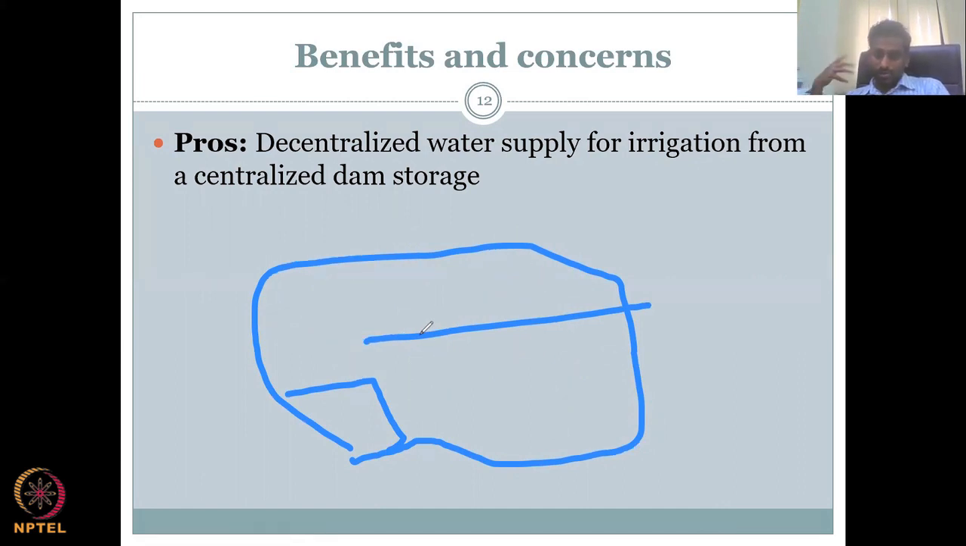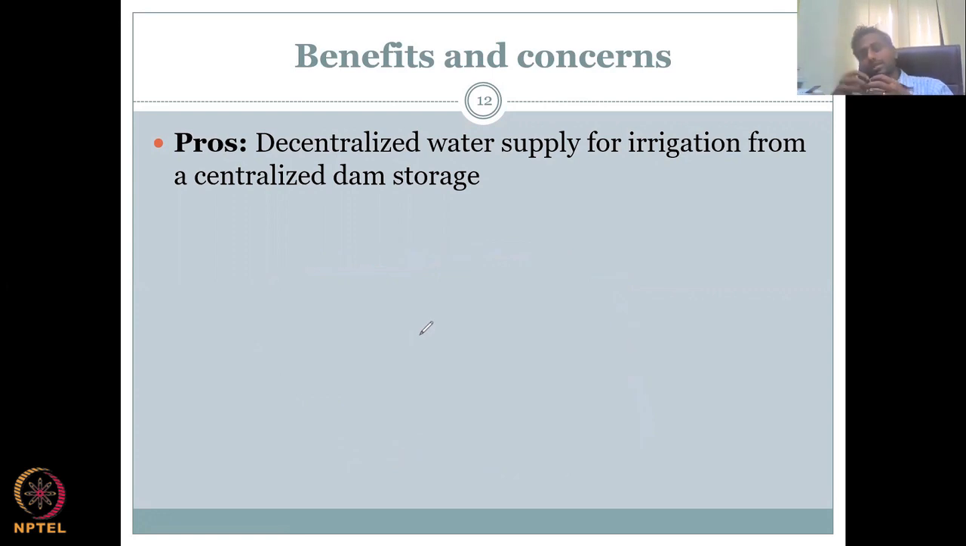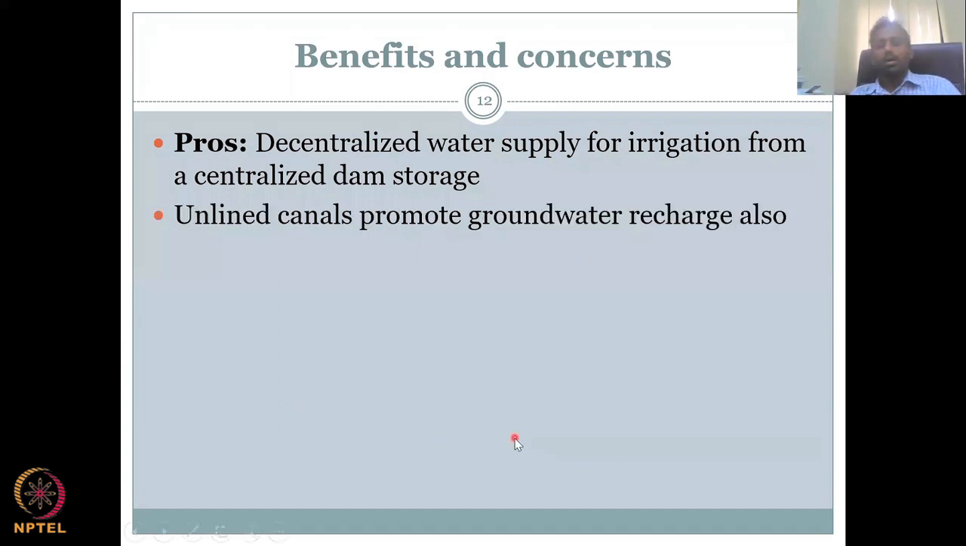However, the pros, the benefits are: you can use the centralized dam to make smaller decentralized units, because a canal is taking water to the village. And from the village, you can have a ditch and furrow method, which can spread the water into multiple locations, thereby making it decentralized. Unlined canals promote groundwater recharge also, which we saw in the previous slide in Gujarat, where groundwater recharge was happening, even though in other regions where there is no canal network, the water was not recharging.